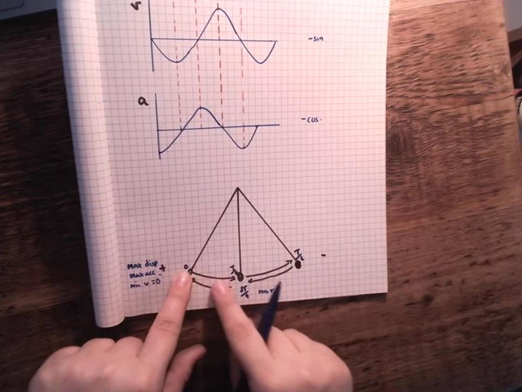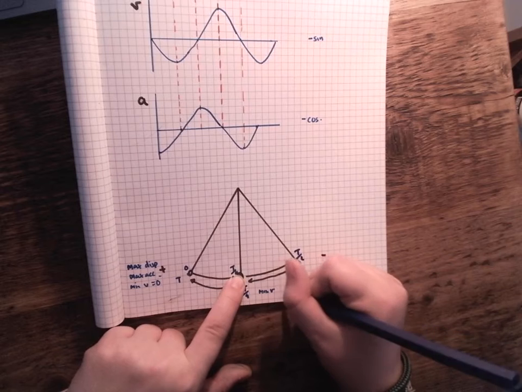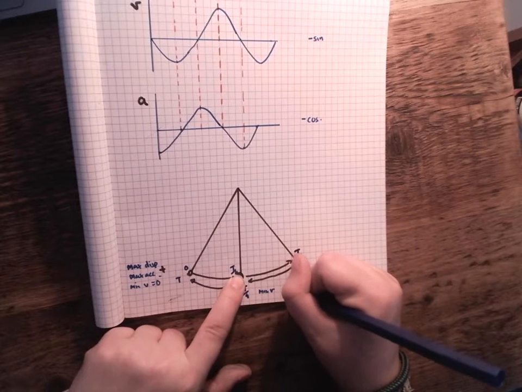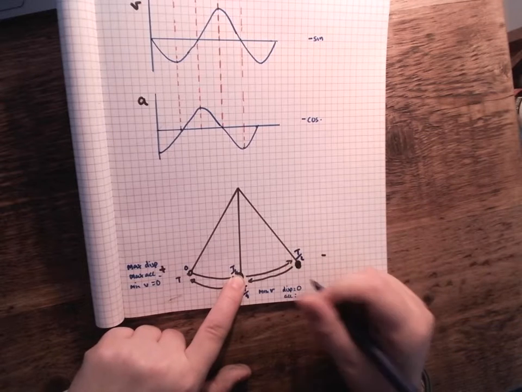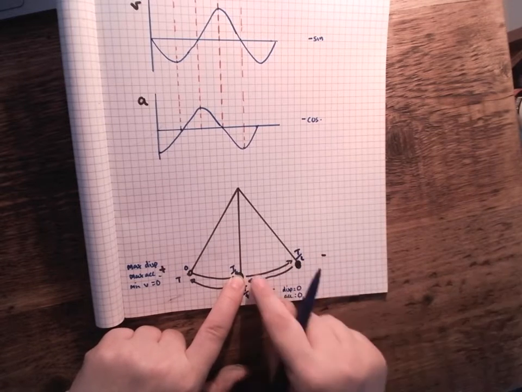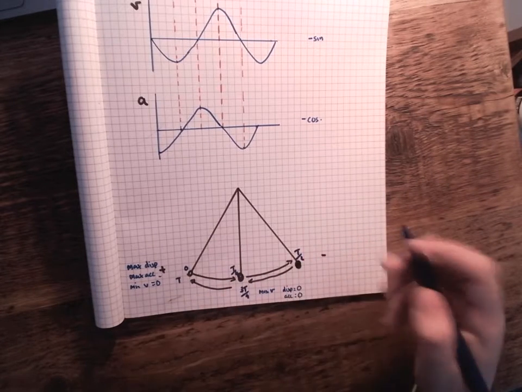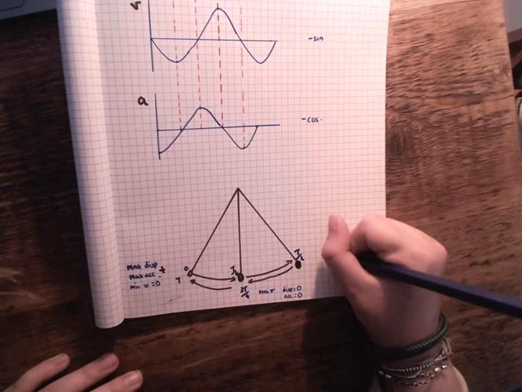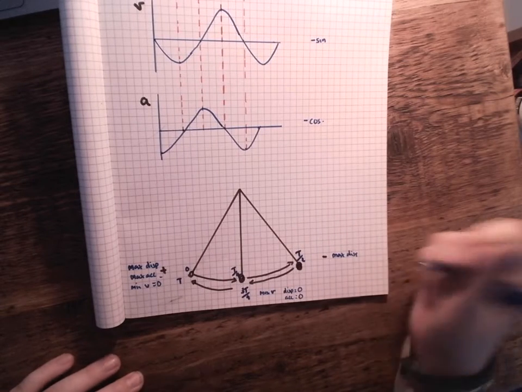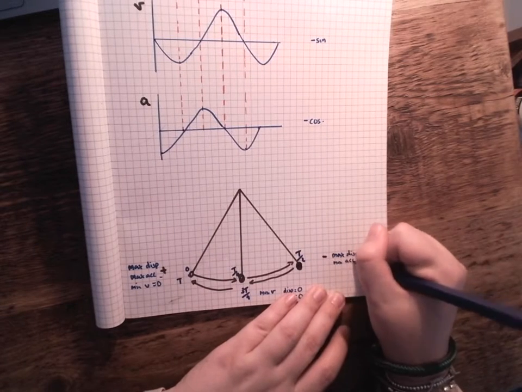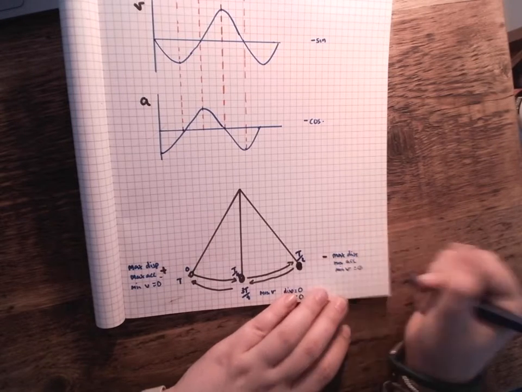As it swings through, we get to T over 2. At T over 2, we've got maximum velocity, which also means that my displacement at this point is equal to 0. My acceleration, because it's reached its maximum velocity, is also equal to 0. And then we swing back up to T. Again, this is in the negative direction now, so I've got a maximum displacement, but my maximum displacement is negative. I also have maximum acceleration, and again I have minimum velocity, which is going to equal 0 here.